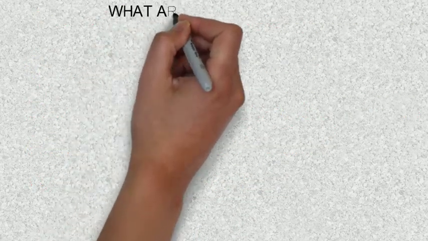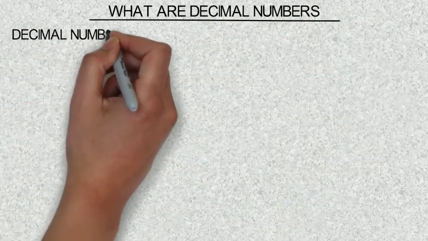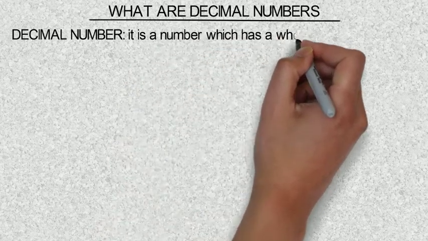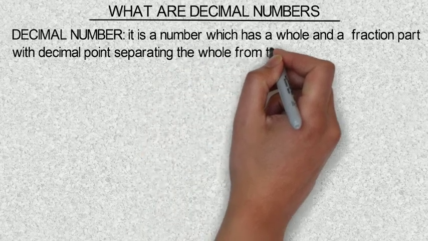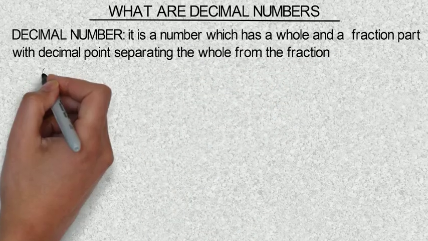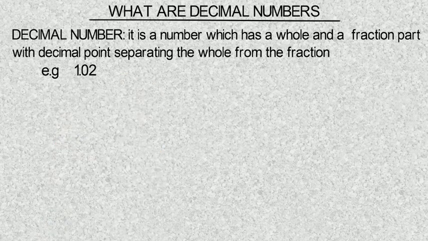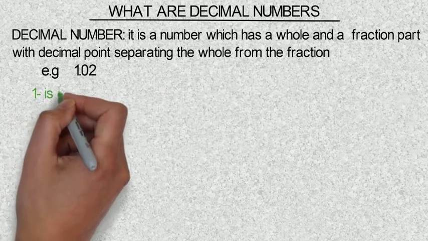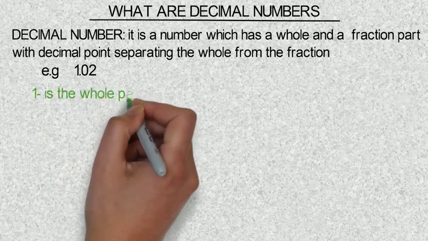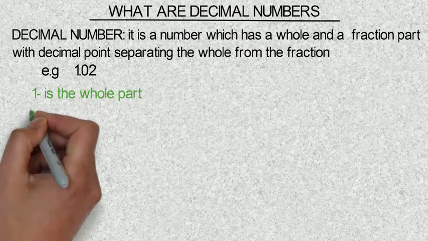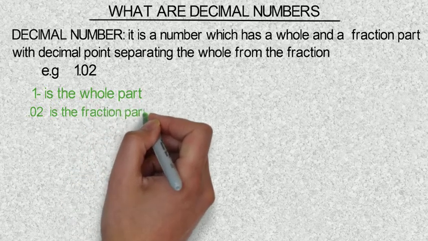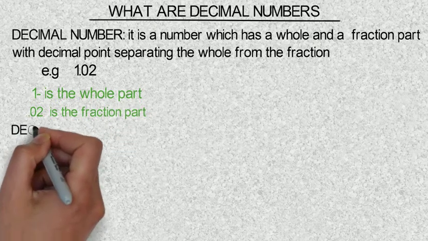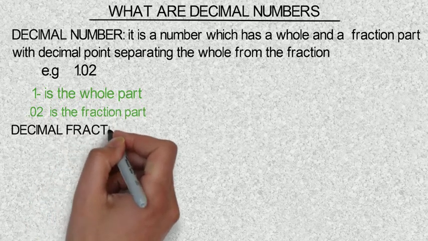So, what are decimal numbers? Let me give you some definitions. Decimal number. What is a decimal number? It is a number which has a whole and a fraction part with decimal points separating the whole from the fraction. Did you get that? Let me give you an example. Say 1.02. Here my 1 is the whole part, while my 0.2 is the fraction part.